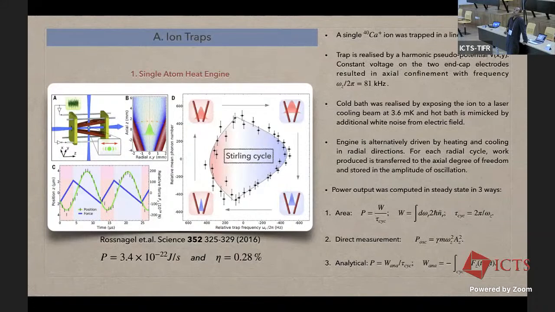This is the system, or the working fluid, and then they have a cold bath and a hot bath. How to realize that? For the cold bath, they use a laser cooling beam, with millikelvin temperature. On the other hand, the hot bath, in most of the experiments, is essentially electric fields which provide noise in the form of white noise. That acts like a hot bath. Then what they realize essentially is Stirling cycles. The engine is alternately driven by heating and cooling in the radial directions. Then similarly, as I discussed, the n omega plot in one of the radial directions.